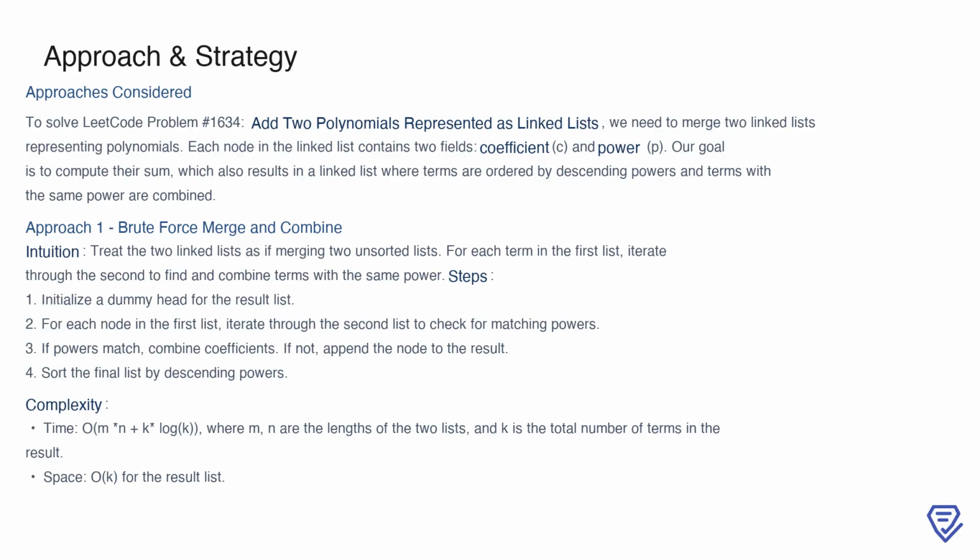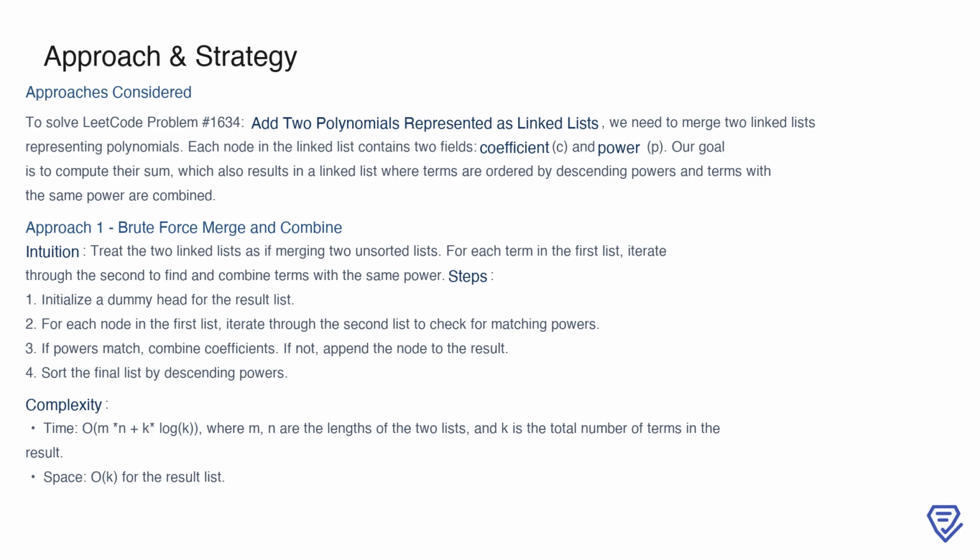Here, we treat the two linked lists as if merging two unsorted lists. For each term in the first list, we iterate through the second list to find terms with matching powers. When we find a match, we combine their coefficients. If no match is found, the term is appended to the result list. However, since this process can create an unordered result, we also need to sort the final list by descending powers.